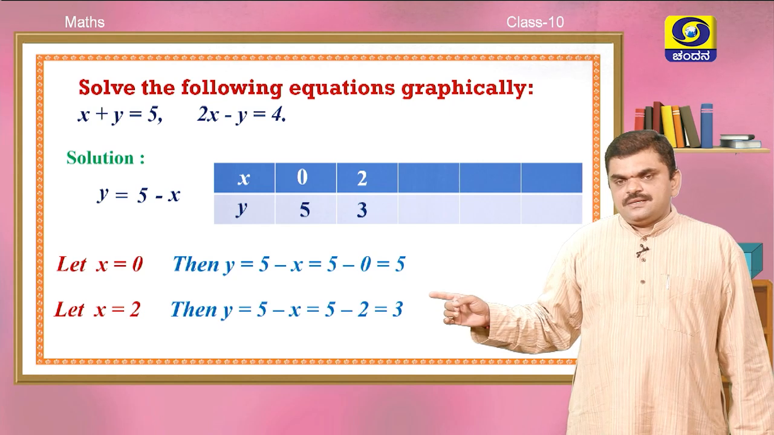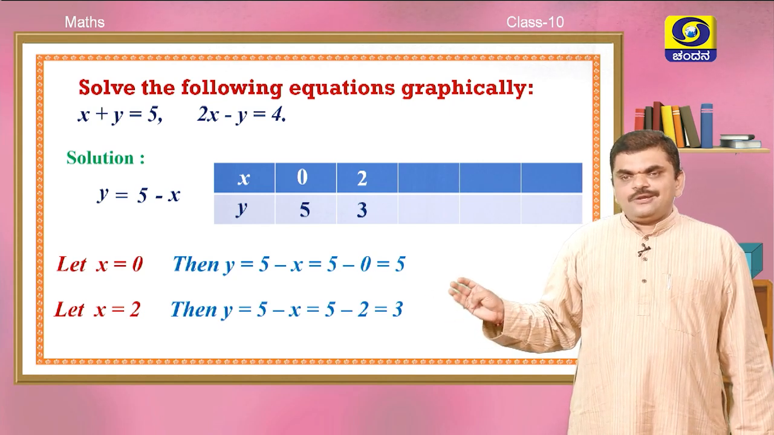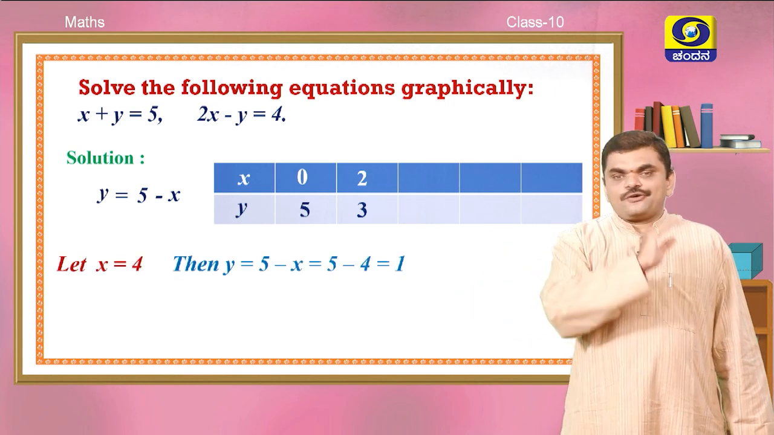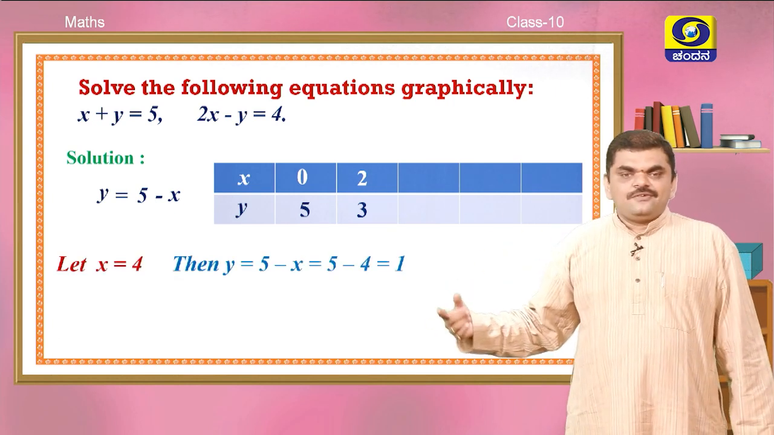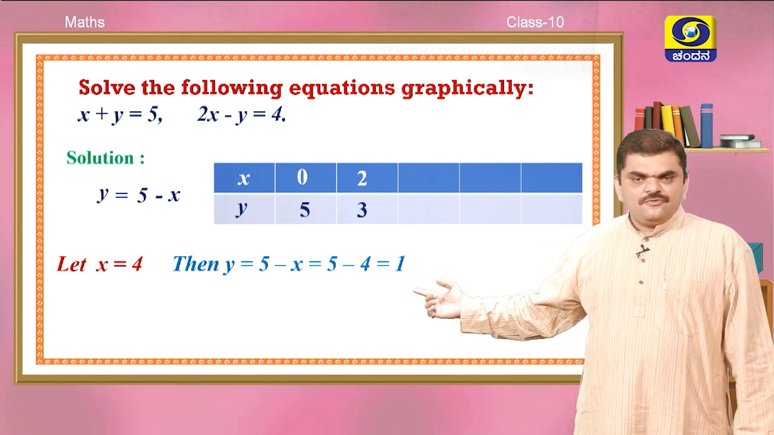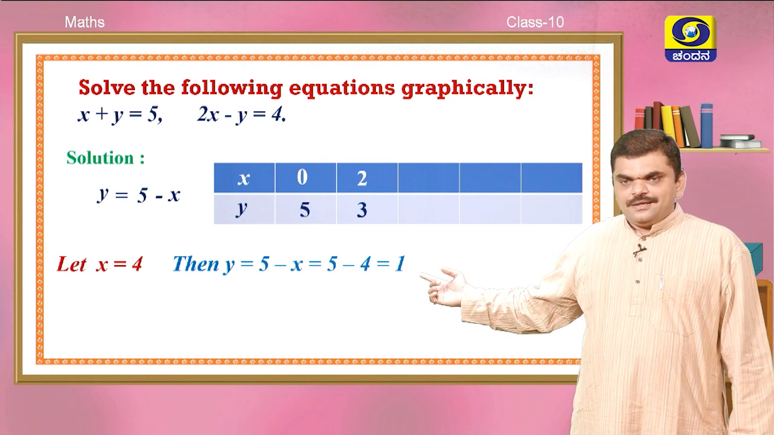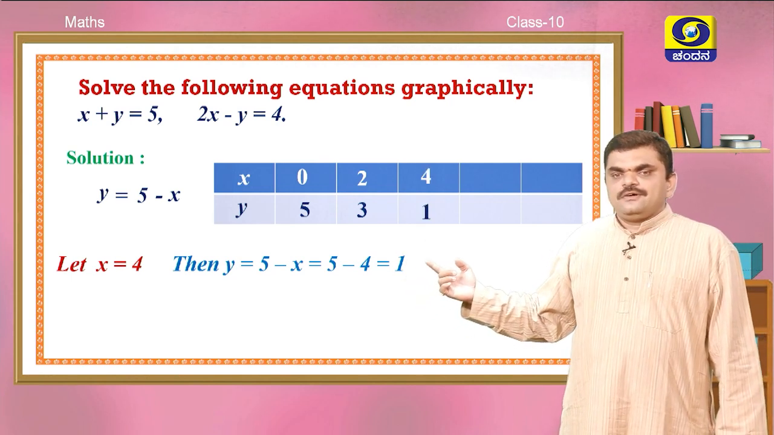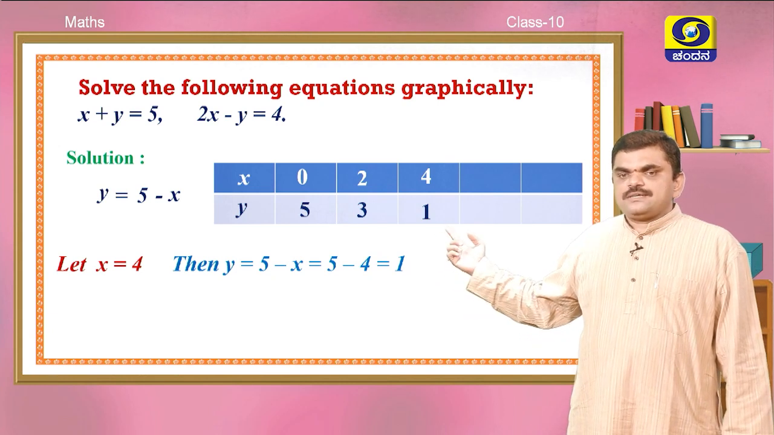Yes, children. Next, what value you take? I took x as 4. So, then y is equal to 5 minus x, 5 minus 4, that is 1, correct? Right, children. When x is equal to 4, y is equal to 1.